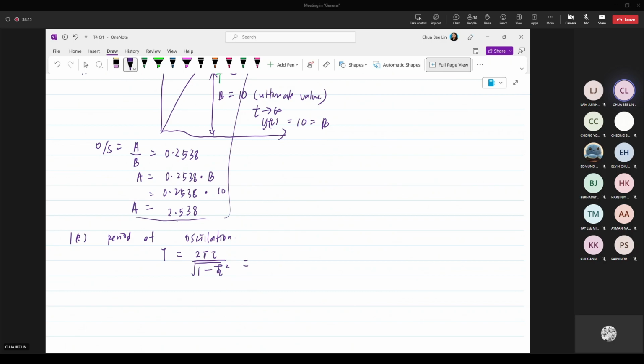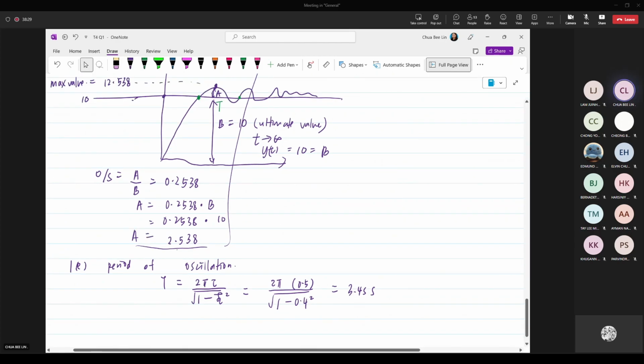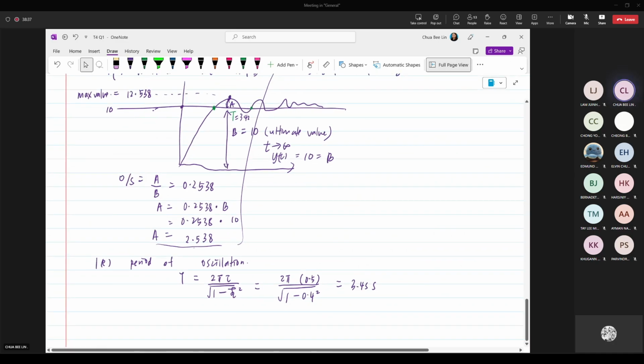Then you'll be getting this 2 pi, where your tau you already solved 0.5, divided by square root of 1 minus 0.4 power 2. So this will give you 3.42 s. Means this T is 3.42. And then question 1 is done. Okay.